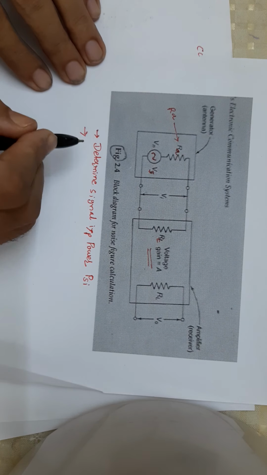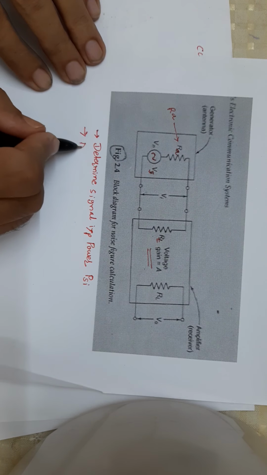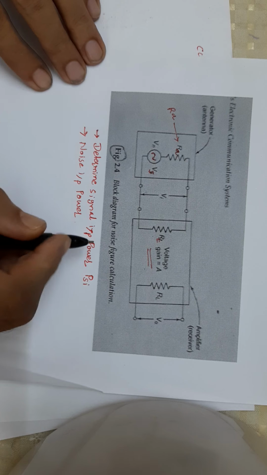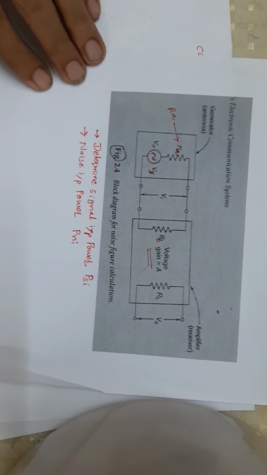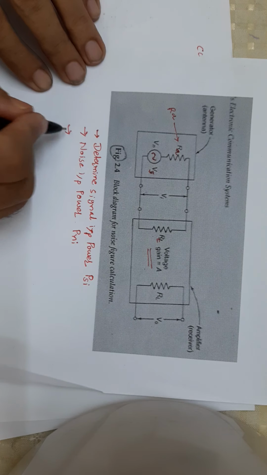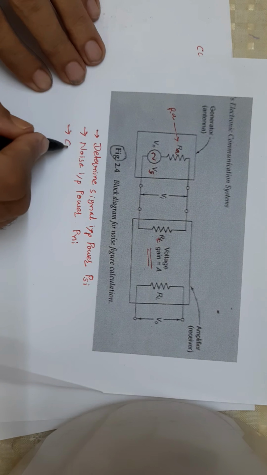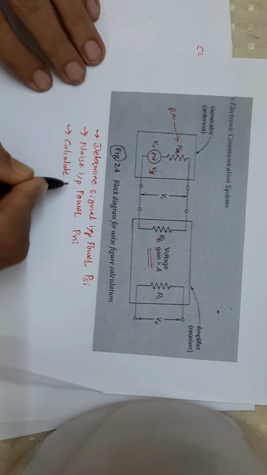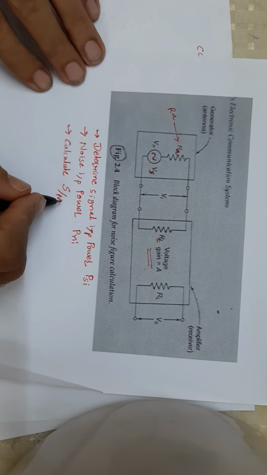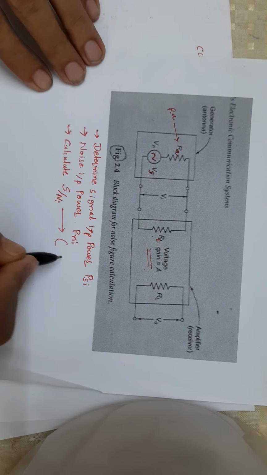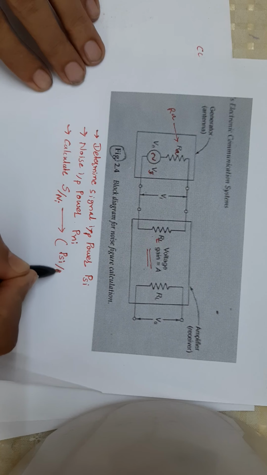Second step, determine the noise input power, which we define as PNI. Then third step, calculate the input signal to noise ratio, that means S upon N input, from the ratio of PSI and PNI. This is calculated with the help of the ratio PSI upon PNI.